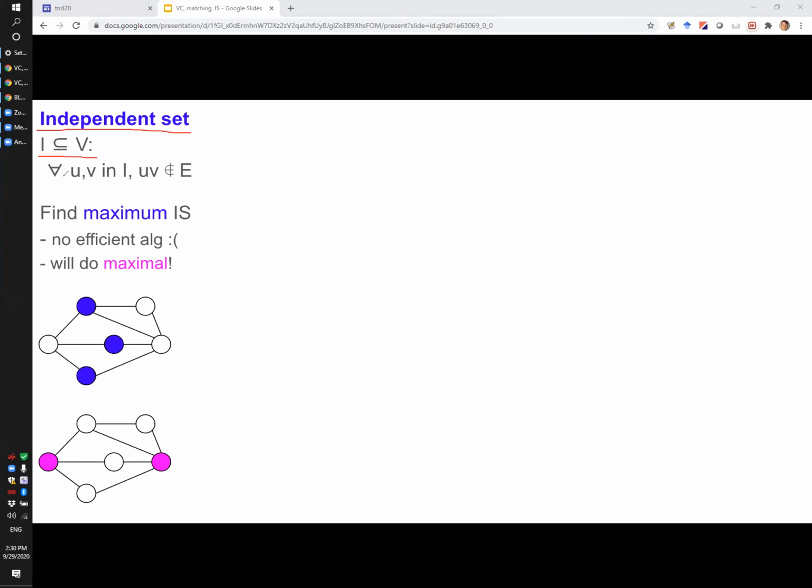And the property is that any 2 vertices in the independent set are not connected by an edge. So if you take any 2 vertices, U and V, in the independent set, there should not exist an edge between them. UV is not part of the edges of the graph.